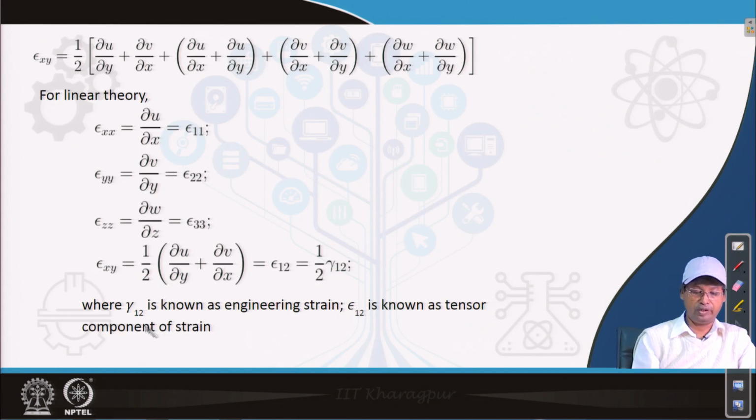Gamma 1 2 is known as the engineering strain, and epsilon 1 2 is known as the tensor component of strain. So, please keep it in mind, generally these two conventions are followed, either epsilon or gamma is used, and with this notation we will proceed again.